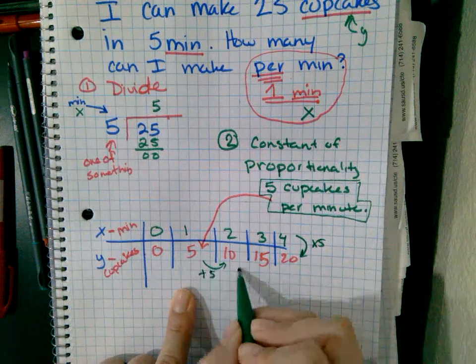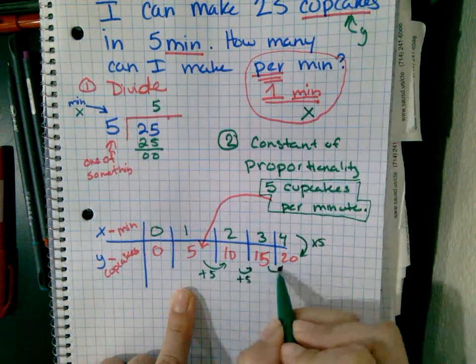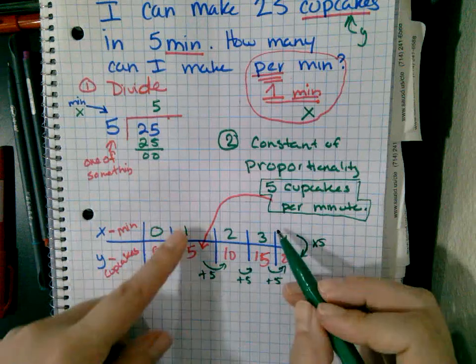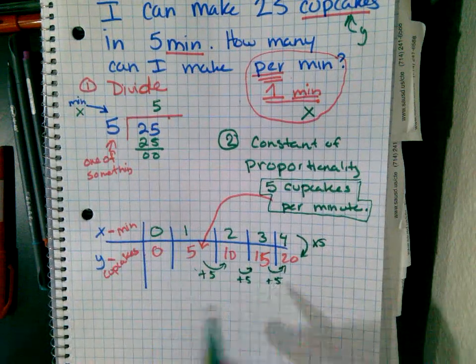So from here to here, we're multiplying by 5. From here to here, we're adding 5. So it depends on how you want to look at it. From top to bottom, we're multiplying by 5. Going this way, we're adding 5.